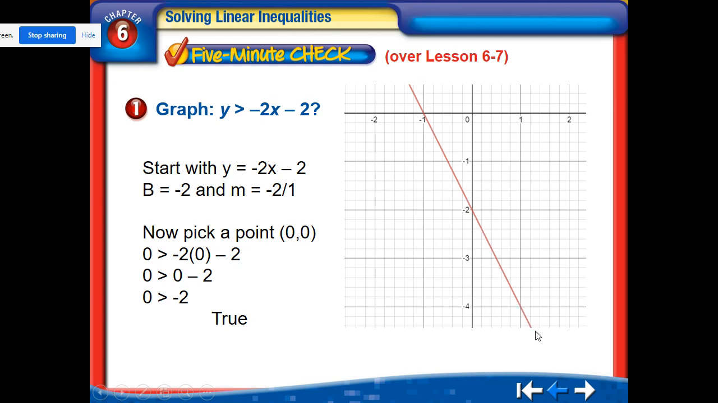And now I get this wonderful line. Now, eventually I'm going to make it dotted because it's a greater than sign. It doesn't have the equals to underneath. So this will end up being dotted on my next slide. But I want to pick a point.